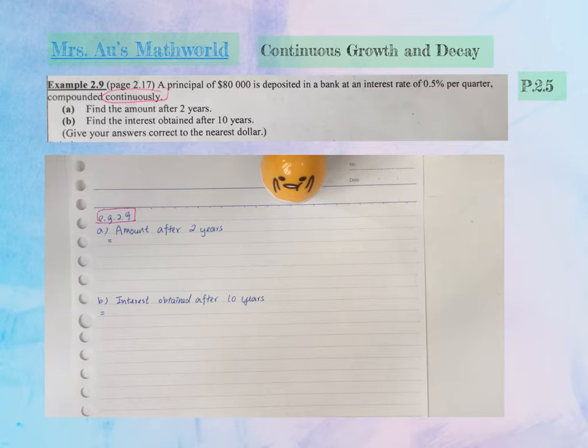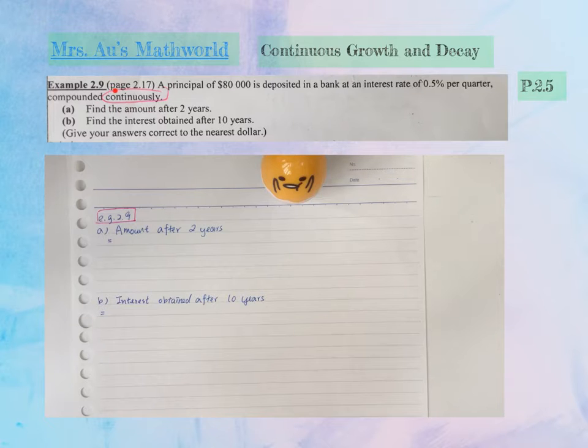So let's move on to examples. In this example, you can see that we are calculating for the principal of $80,000, which is deposited at an interest rate of 0.5% per quarter. Remember, it is quarter. Please change it to year. But it is compounded continuously, okay?